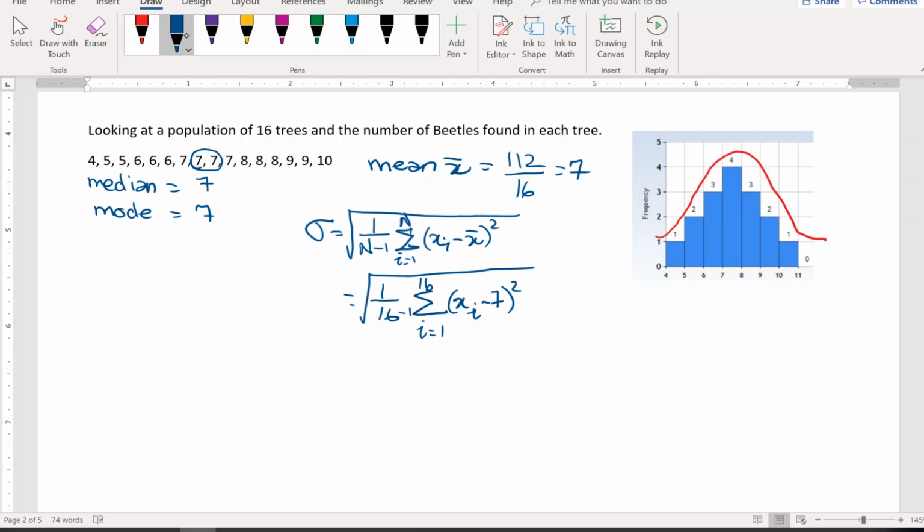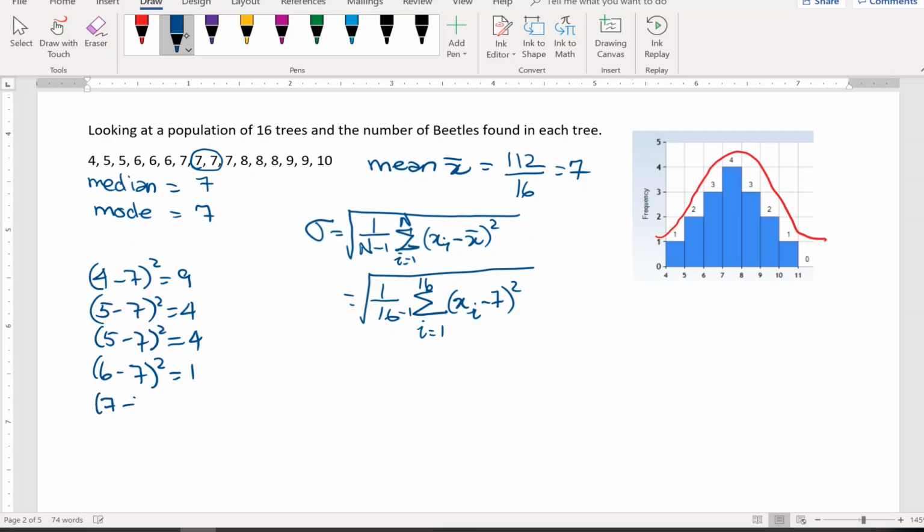Let's begin with our first value. We have 4 minus 7 squared, so that's negative 3 squared, which is 9. And we have 5 minus 7, which is negative 2, squared is 4. Now we have that value twice in here, so we could write it out twice, or we could multiply 4 by 2 when we're summing them. Let's do the next one. 6 minus 7 is negative 1 squared, which is just 1. I'm going to multiply this by 3 when we get to summing it. We don't need to write it out 3 times.